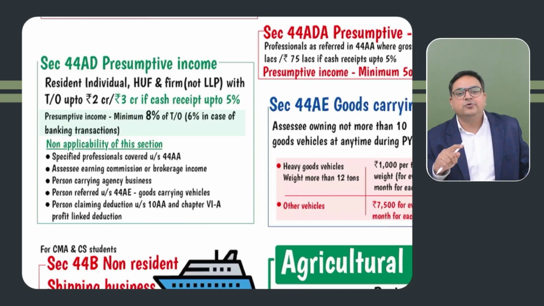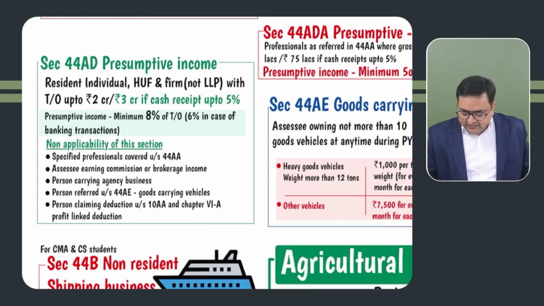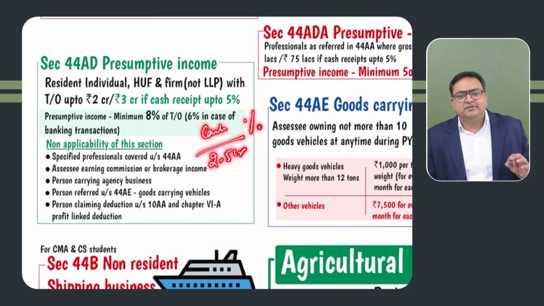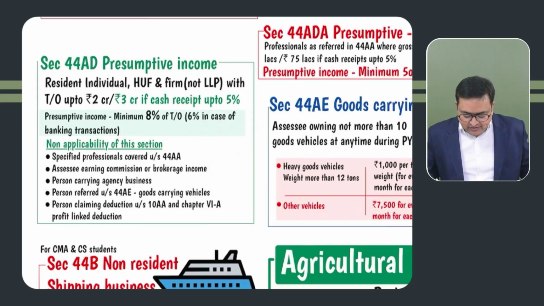But if your cash turnover out of your total turnover, let's say somebody's total turnover is 2.5 crores, just see how much is the cash turnover percentage. If this percentage is up to 5%, this person is eligible. But if this percentage is more than 5%, this person is not eligible. Got it? So this is important.